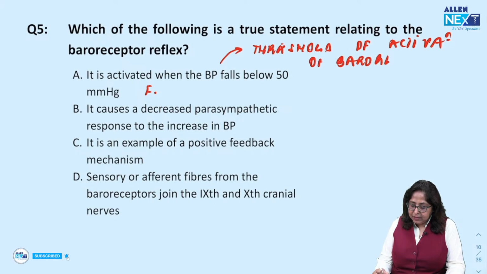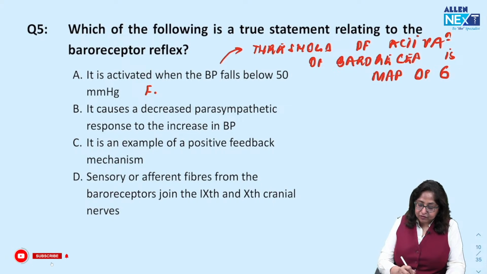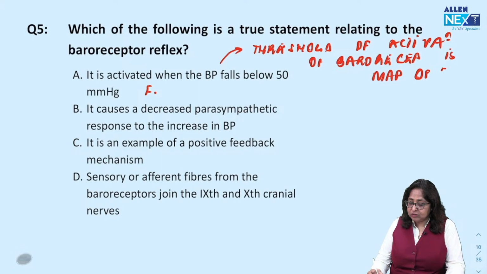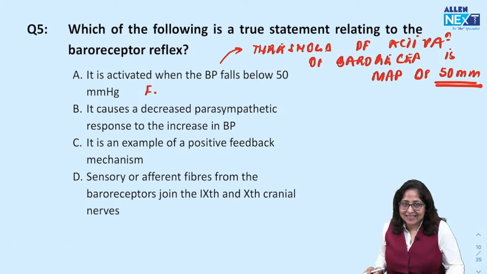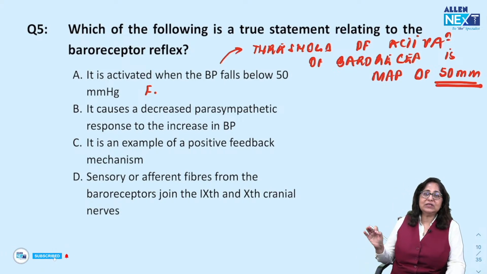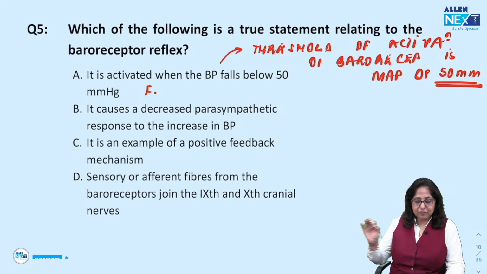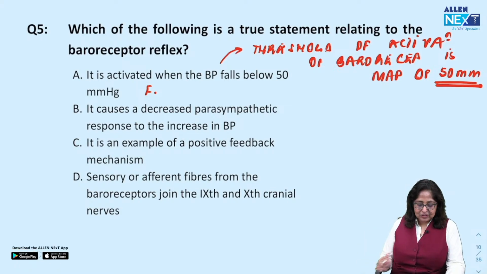This is a mean arterial pressure of 50 millimeters of mercury. Below 50, there is going to be no response. The threshold is 50. Older knowledge was that the threshold is 60, but today we know that the threshold is 50. Below 50, they will not show a response. So this becomes an incorrect statement.